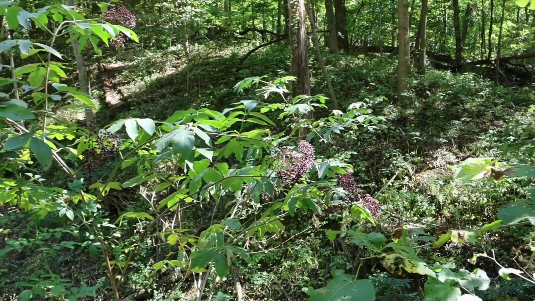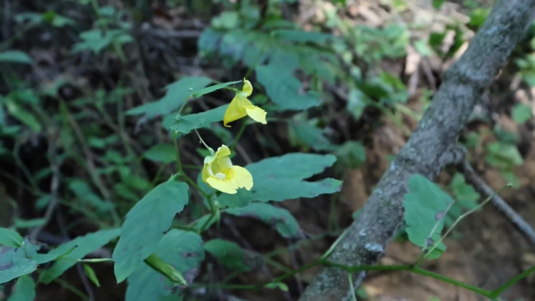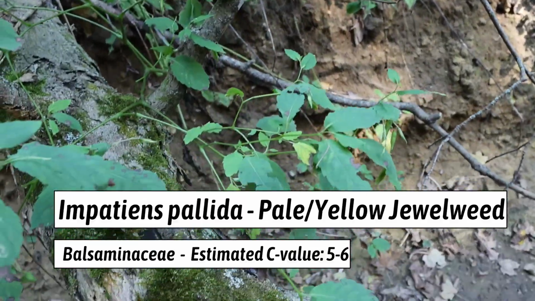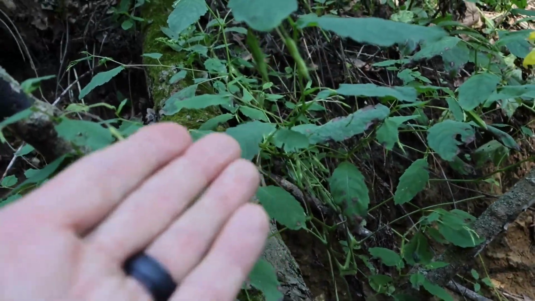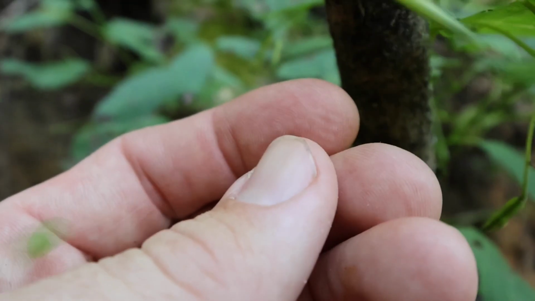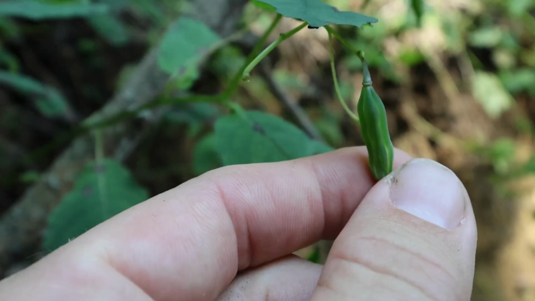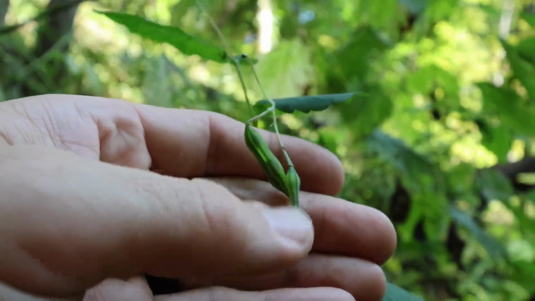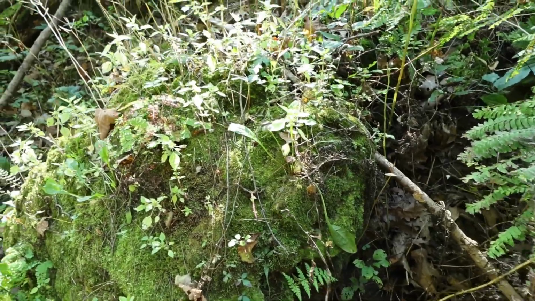But all right, here's pale jewelweed, Impatiens pallida. Has exploding seeds when they're ripe, so let's see if they explode. Let's try that at full speed. Boing.